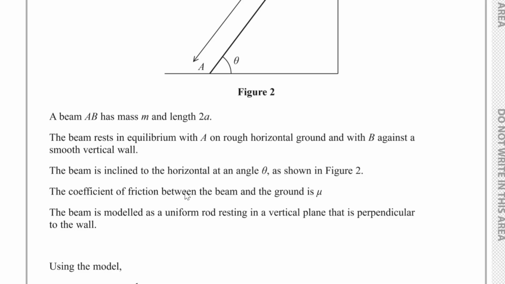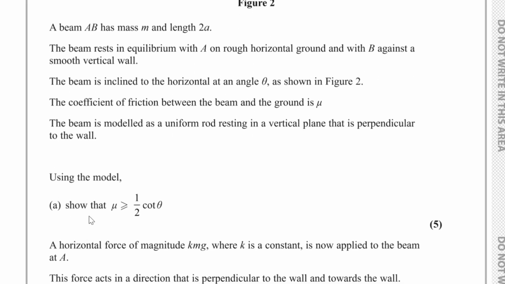The coefficient of friction between the beam and the ground is mu. The beam is modelled as a uniform rod resting in a vertical plane that is perpendicular to the wall. Using the model, for part A, we have to show that mu is greater or equal to 1/2 cot theta.